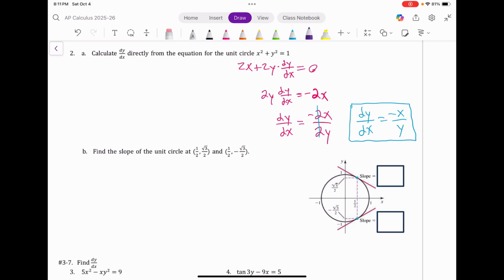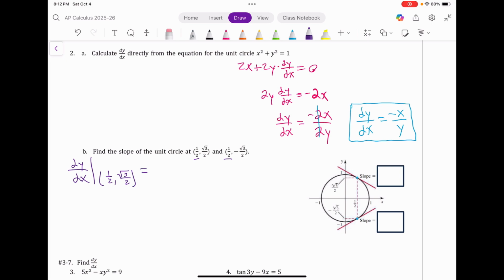Okay, so on part B, we're going to evaluate a couple of points using this derivative. Notice I have the graph of the unit circle off to the right. So there's two places on the unit circle where you have an x coordinate of 1/2. And so you got this tangent line happening there and that tangent line happening there. So we're trying to find the slopes of those tangent lines with the derivative. So let's start. We want to evaluate the derivative at 1/2 comma root 3 over 2.